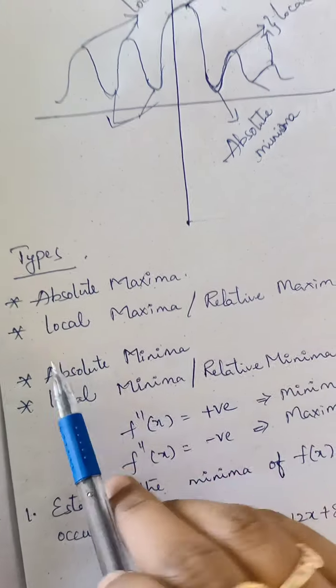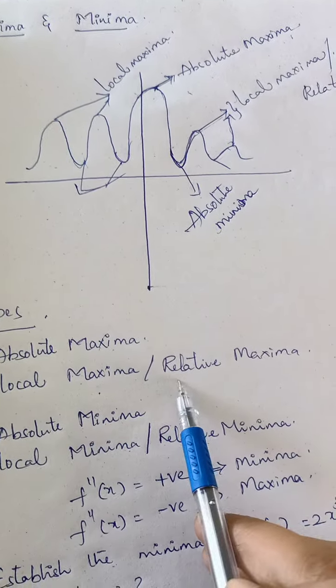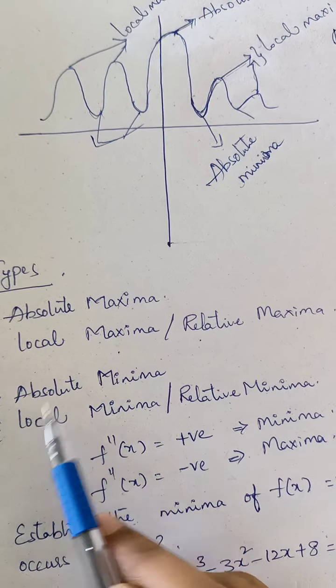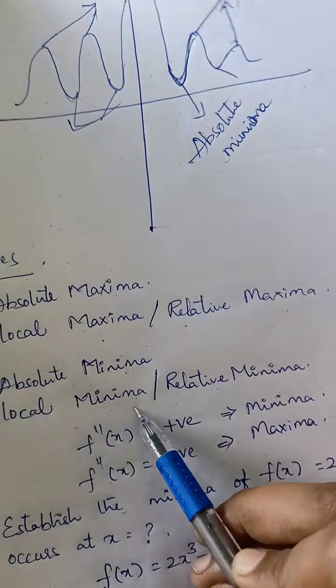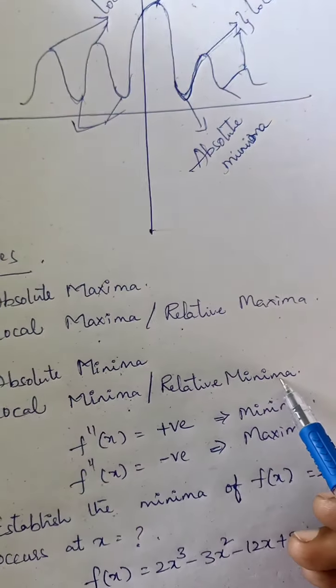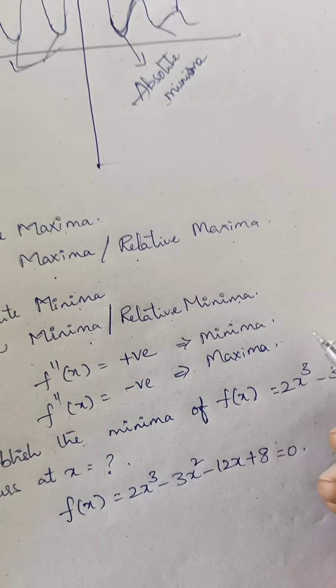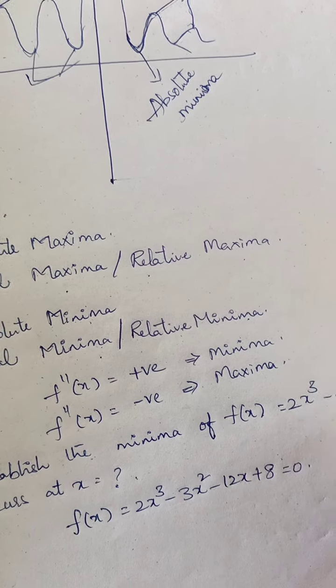These are the types: absolute maxima and local maxima. Local maxima is also known as relative maxima. Next we can go for the absolute minima and local minima. Local minima is also known as relative minima. Now we can see how to identify which is minima and which is maxima.